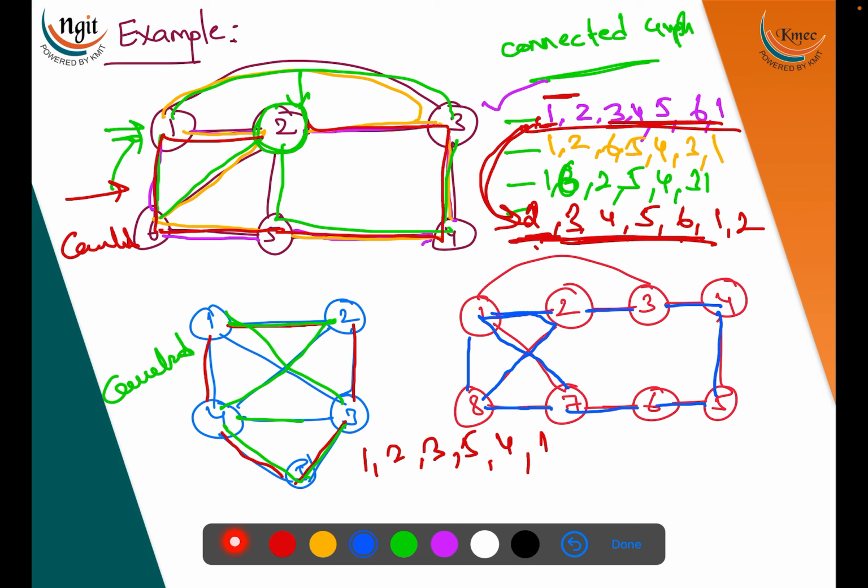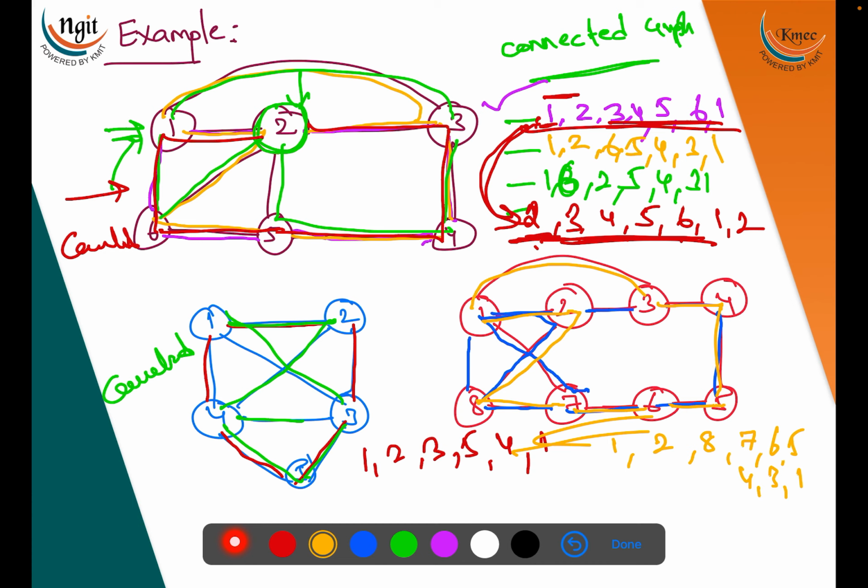1 to 7. Let's see whether this is correct or not. Otherwise we'll take this one. 1 to 2 and 2 to 8 and 8 to 7 and 7 to 6, 6 to 5, 5 to 4, 4 to 3 and 3 to 1. Now this is a possible path. That is the path 1, 2, 8, 7, 6, 5, 4, 3, 1. So this also can generate a Hamiltonian cycle.